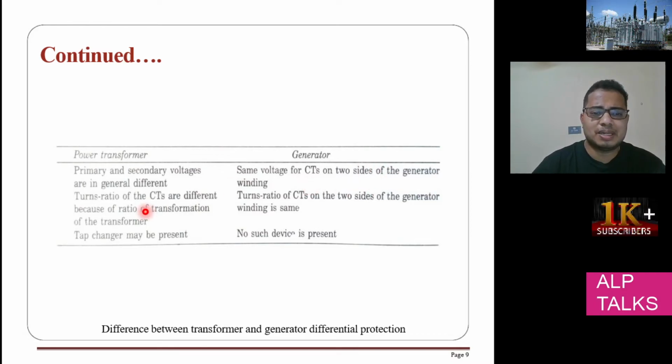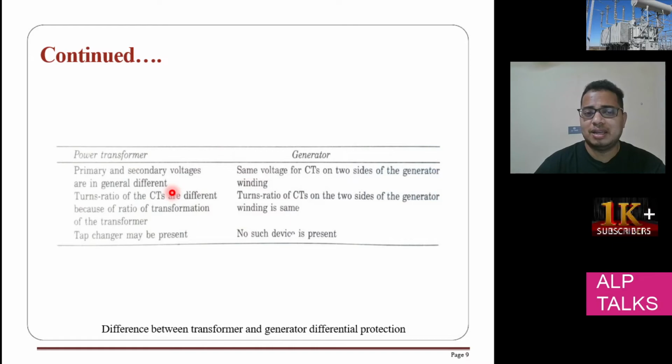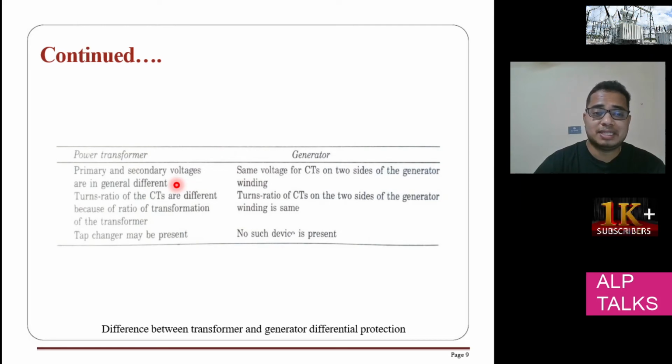In a power transformer, primary and secondary voltages are in general different. That is true. In a power transformer, the volt-ampere is the same on both sides, but voltage and currents are different. So primary current is different, secondary current is different. So we need different kinds of CT in the transformer. If a tap changer is there, that is again a different case.